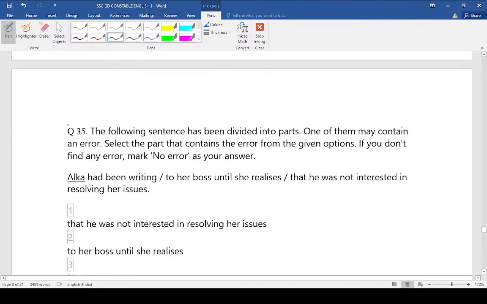The following sentence has been divided into parts. One of them may contain an error. Select the part that contains an error from the given options. If you don't find any error, mark no error as your answer. Alka has been writing to her boss until she realizes that he was not interested in resolving her issues.